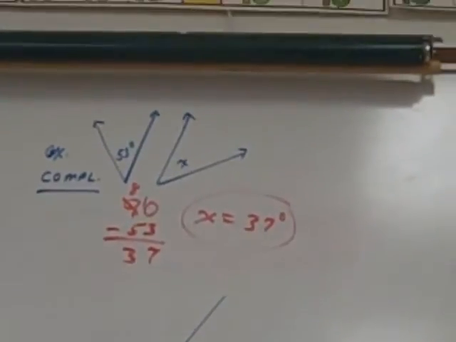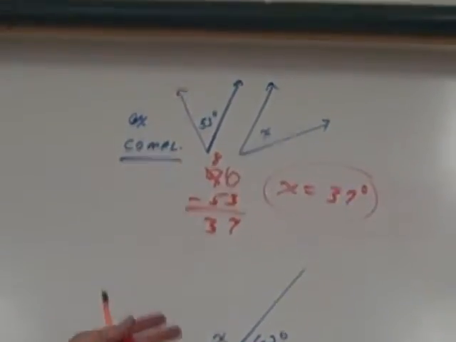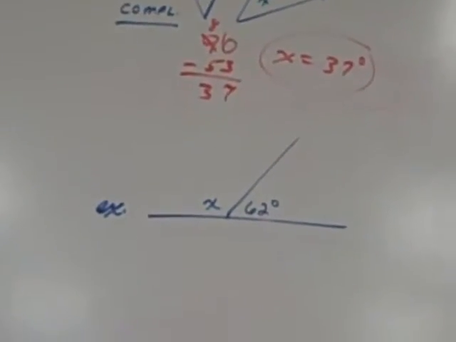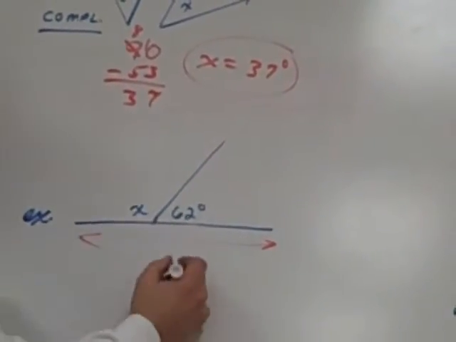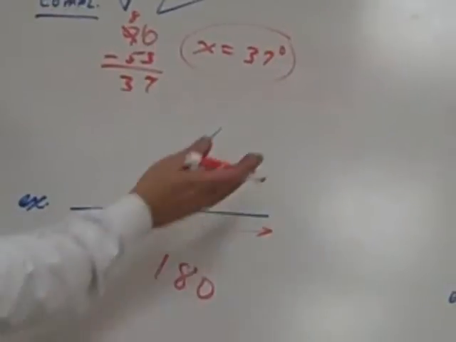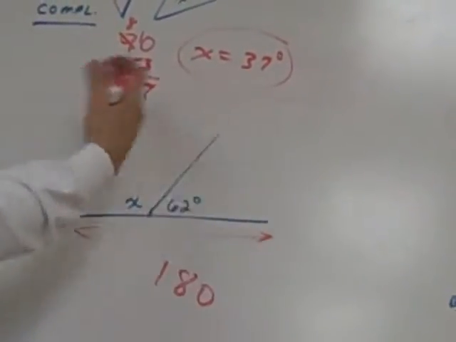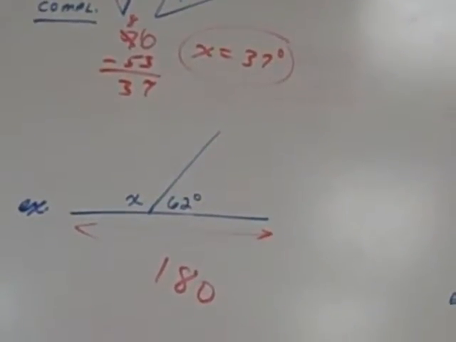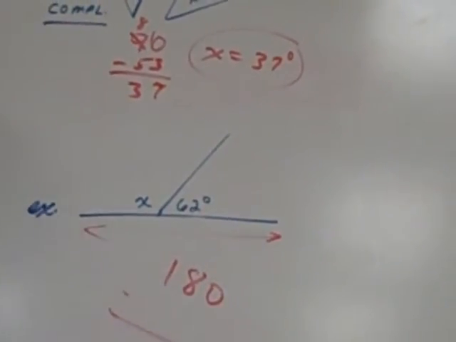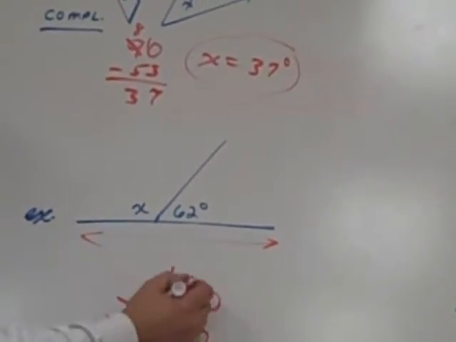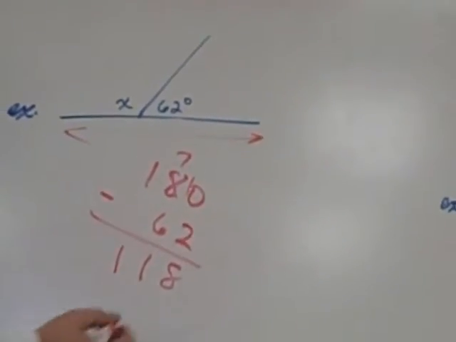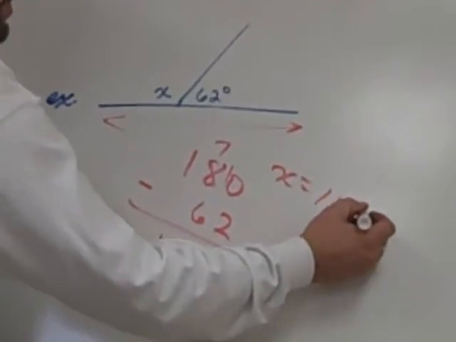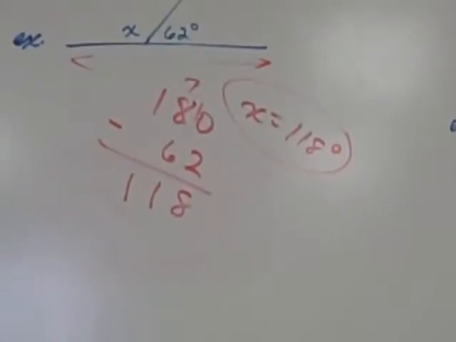All right, here we go. This one has no words with it. It's just a picture. How do you know it's supplementary, Dakota? Because the bottom line is straight across. Straight angle means 180. And there's two angles that make that whole thing. So they're supplementary, automatic. So 180 minus 62. What's x? 118 degrees.